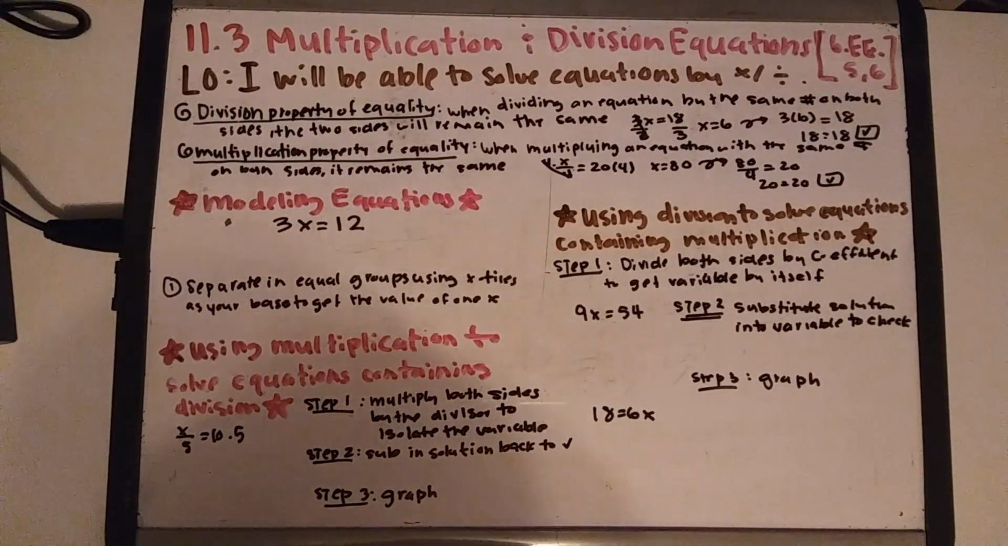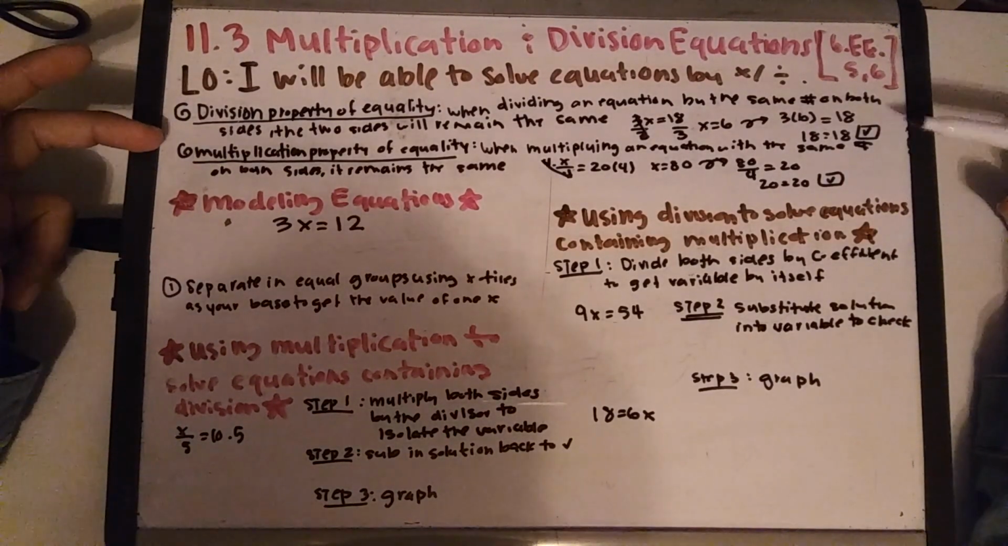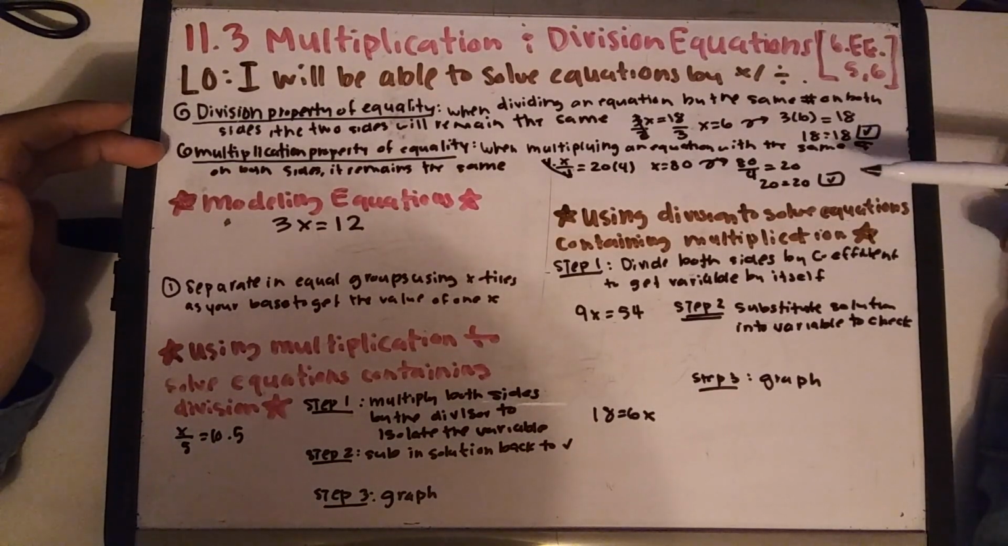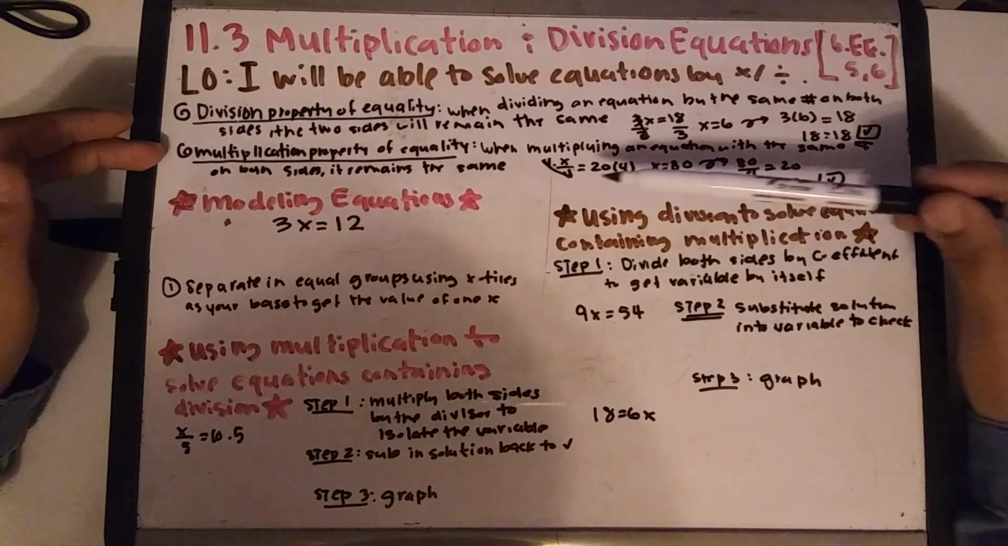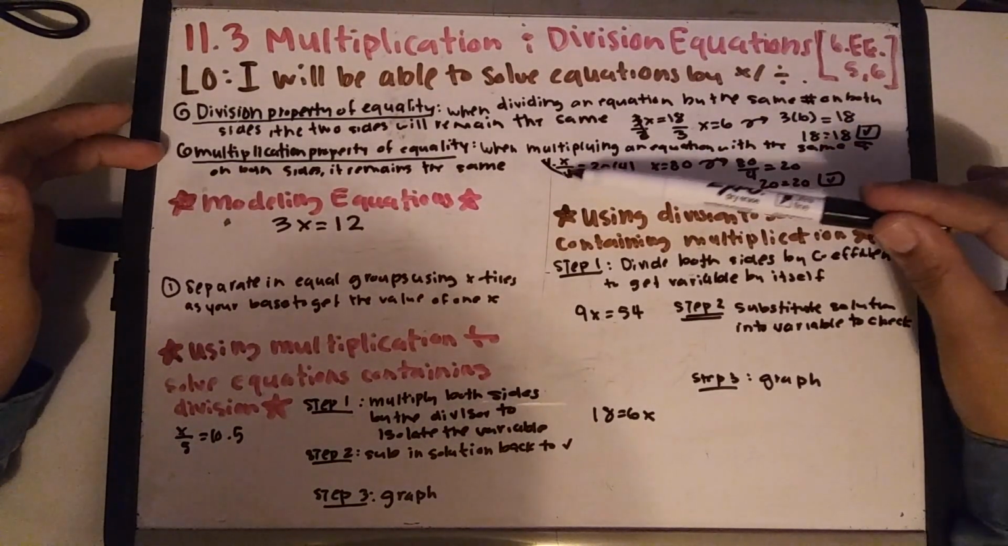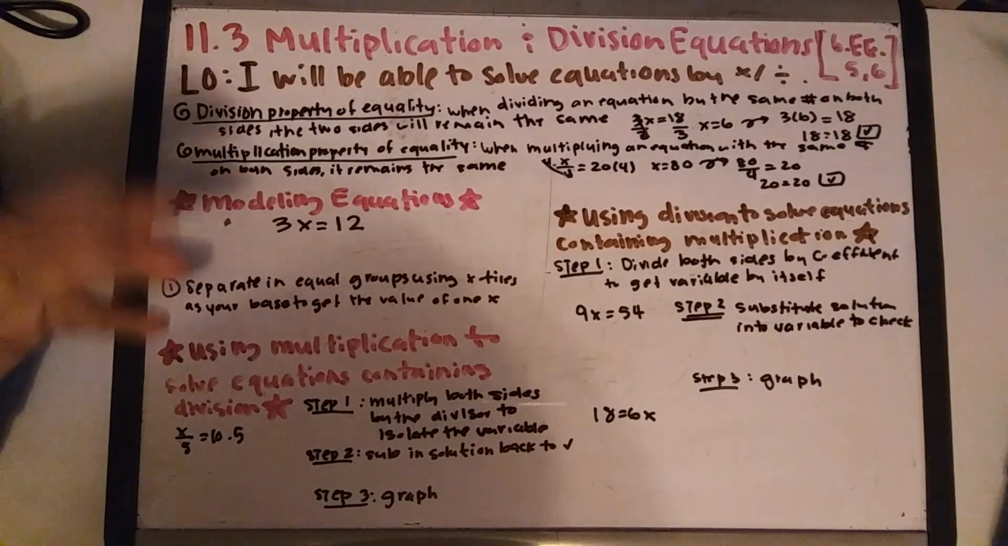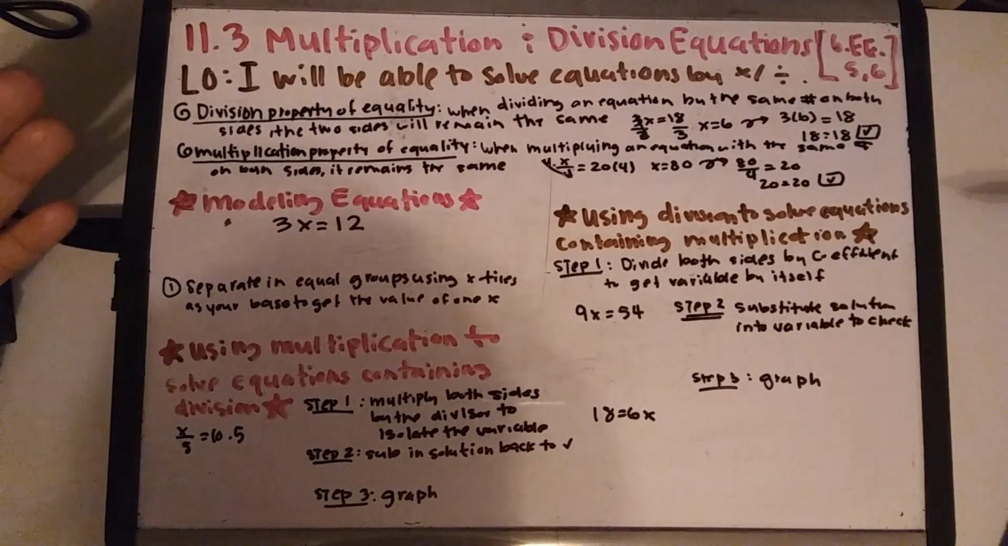Two definitions very similar to last lesson's. The division property of equality says that when you have an equation and you divide both sides by the same number, you end up with the same thing. So you're not changing anything, so everything stays true. And then same with the multiplication property of equality. Whenever you multiply the equation by the same number, you end up with the same answer on both sides. So you're not changing anything, okay?